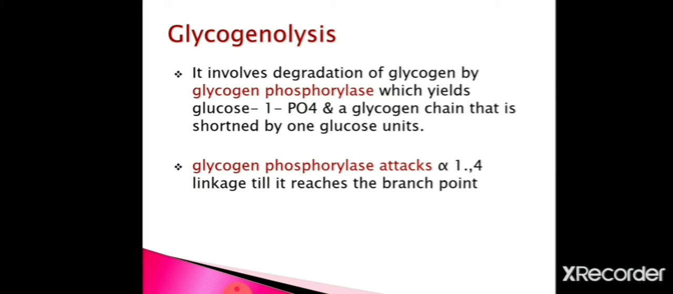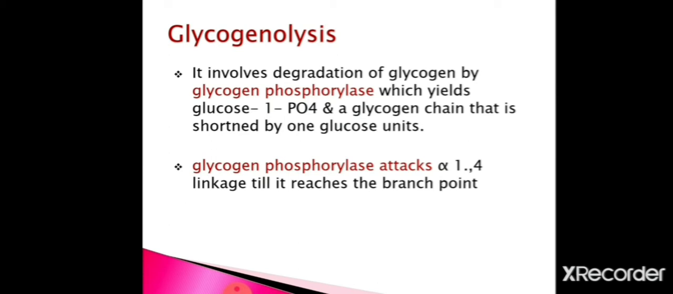And when does this glycogenolysis take place? When the blood glucose level falls, what happens? Liver glycogen is broken down and that helps to maintain the blood glucose level. So glycogenolysis involves the degradation of glycogen by glycogen phosphorylase, which yields glucose 1-phosphate and a glycogen chain that is shortened by 1 glucose unit.